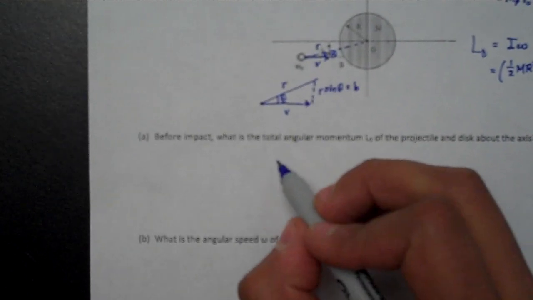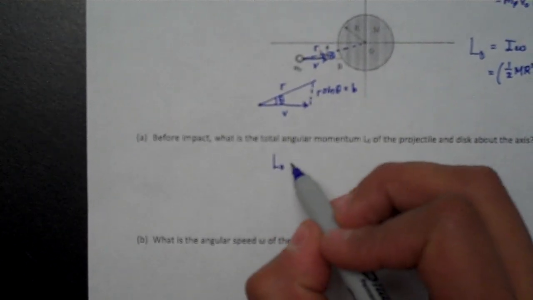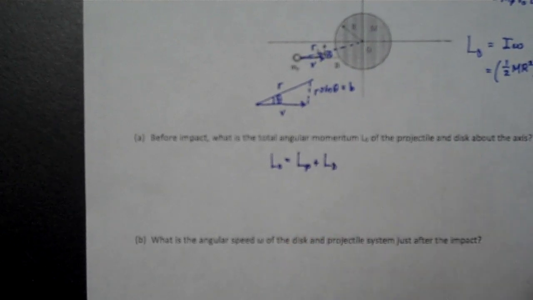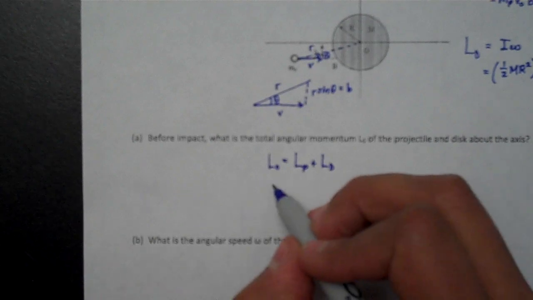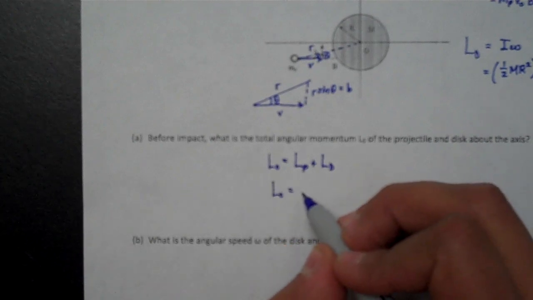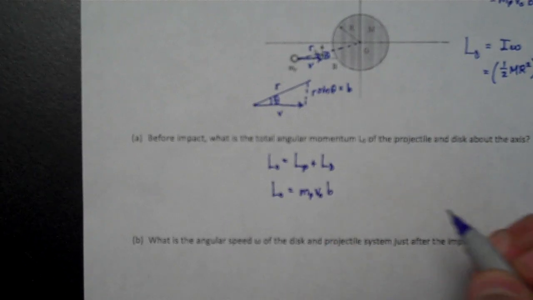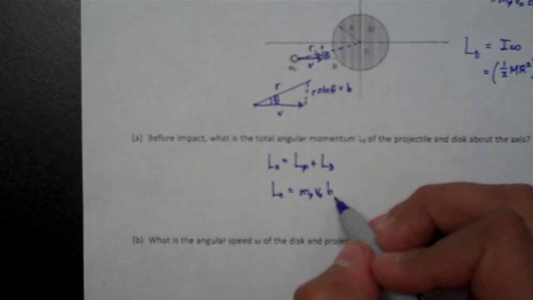So when I come down here and I find the total angular momentum, I'm going to add the momentum of the projectile and the momentum of the disk together, which in this case is just going to be the momentum of the projectile, or m p v naught b. And again, this b is really important.